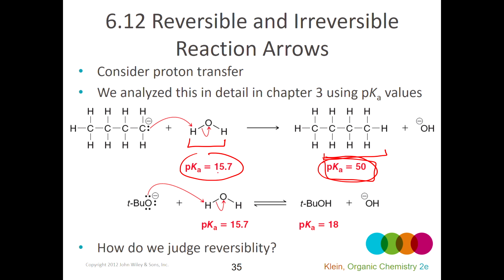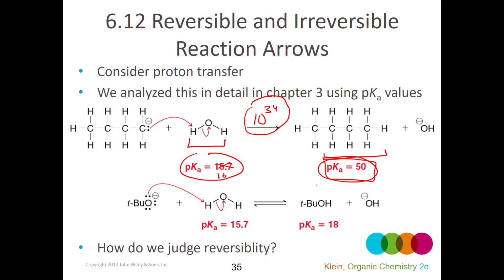So 16 about here, this is about 16 roughly, versus 50. So that's like 10 to the 34th power more products than reactants. So technically I have some reactants, but the amount is virtually nothing because the equilibrium so greatly favors the product side.